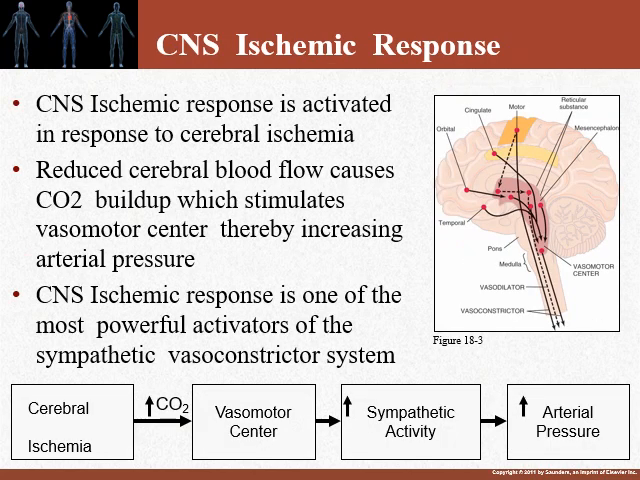Now this is another reflex or another response that we call the central nervous system ischemic response. Of course, this ischemic response happens, as the name says, as a result of cerebral ischemia, meaning lack of oxygen in the brain, in the cerebrum. So when the cerebral blood flow decreases, in the cerebral cortex, this will lead to an excess of CO2, carbon dioxide, and this will directly stimulate the vasomotor center. It is all in the same fluid, in the same space. So this will induce the vasomotor center directly, and the vasomotor center will increase arterial blood pressure.